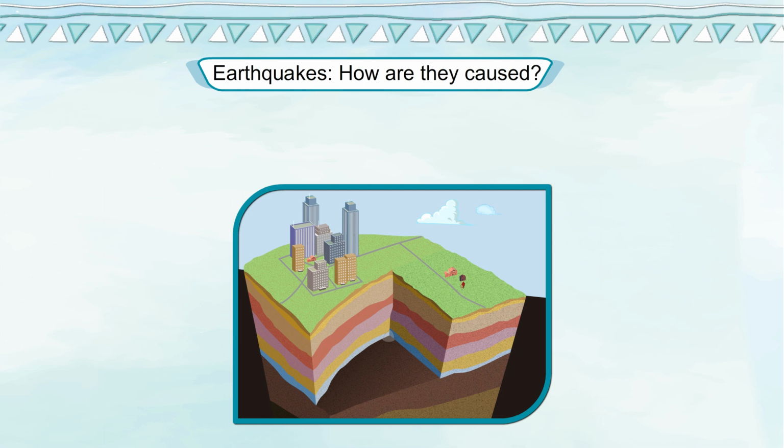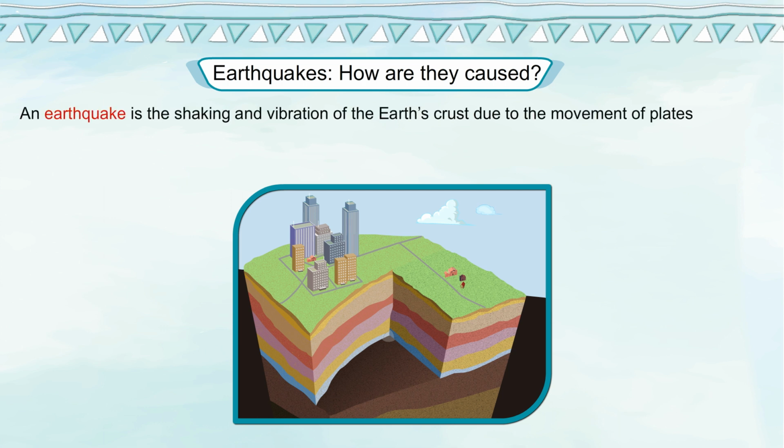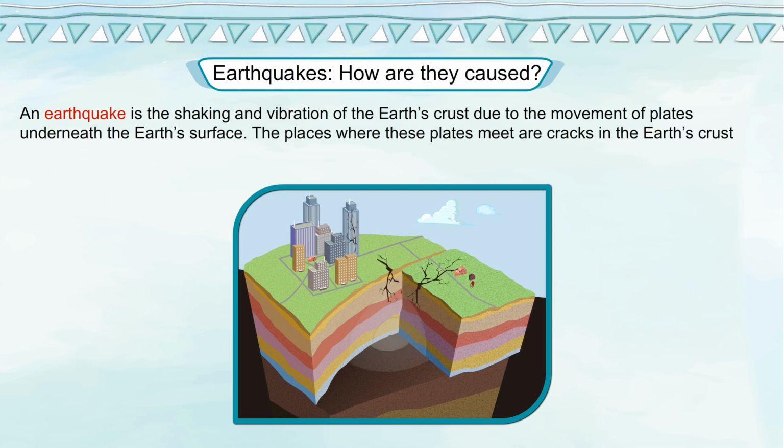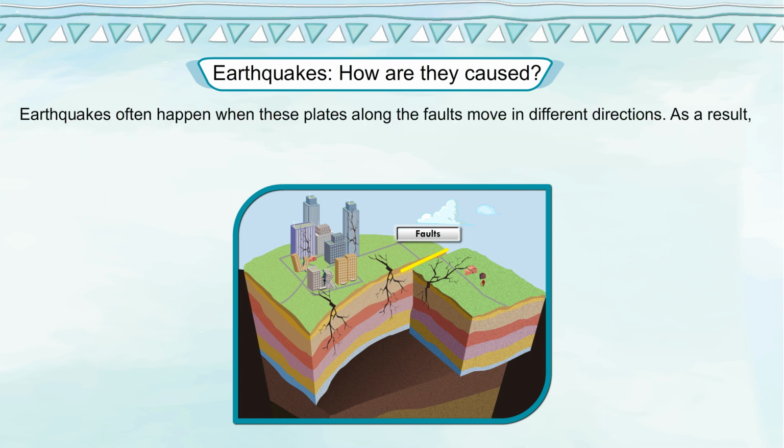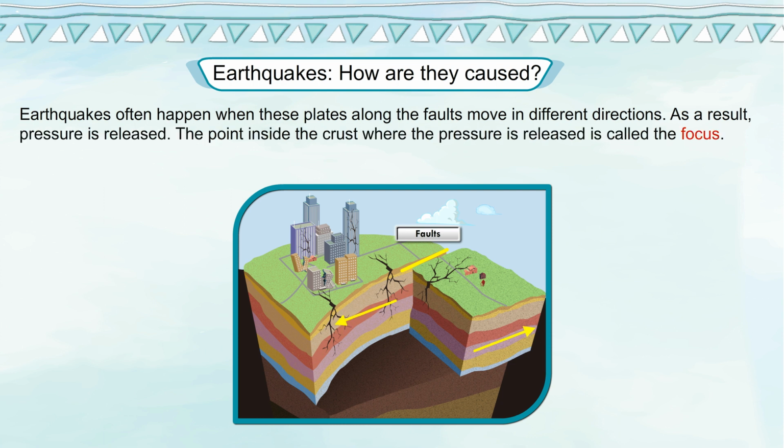Earthquakes. How are they caused? An earthquake is the shaking and vibration of the earth's crust due to the movement of plates underneath the earth's surface. The places where these plates meet are cracks in the earth's crust called faults. Earthquakes often happen when these plates along the faults move in different directions. As a result, pressure is released.